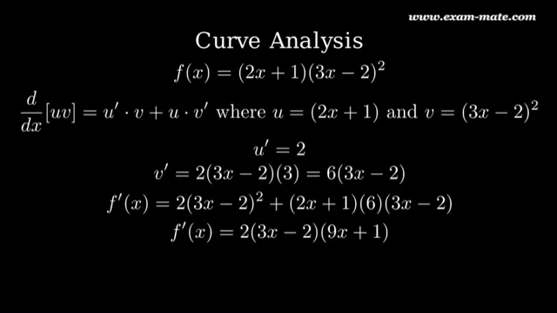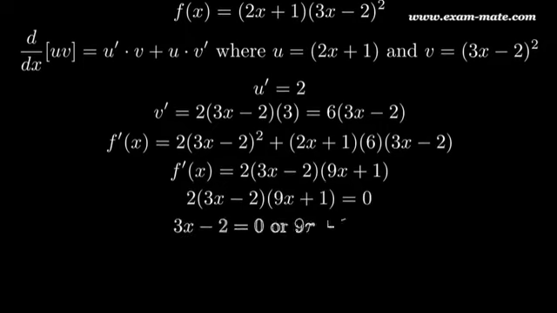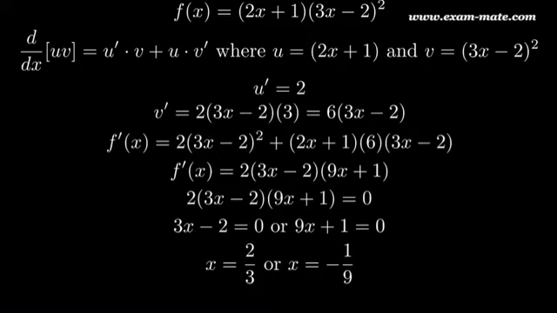For part B, we need to find the stationary points. These occur when f prime of x equals 0. Setting our derivative equal to 0, we get either 3x minus 2 equals 0 or 9x plus 1 equals 0. Let's create a graph to visualize this function.